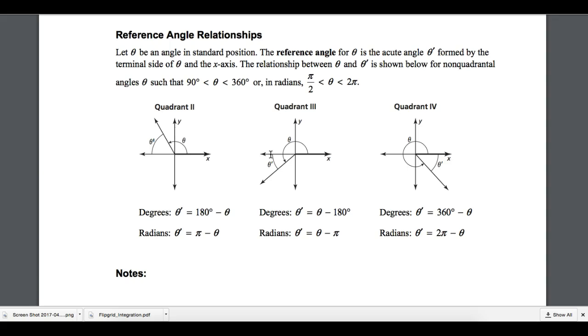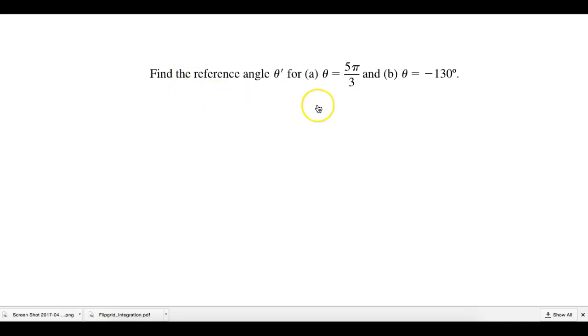So the reference angle is just the distance from the terminal side to the x-axis. And you can see there's not just one set formula for finding the reference angle. It's not always going to be 180 minus theta. It depends on where your angle is. So you're going to have to do a little bit of thinking, take your angle and figure out what the shortest distance to the x-axis is. So let's look at some right here.